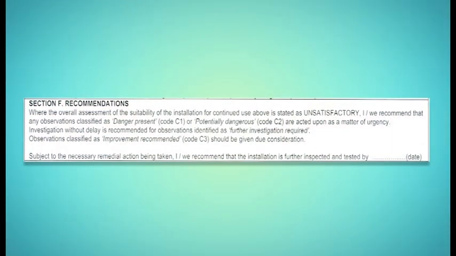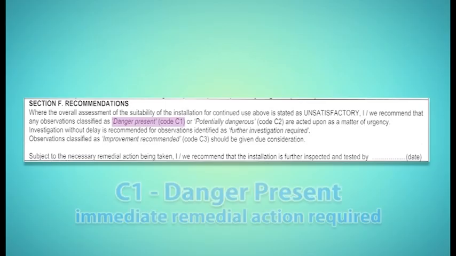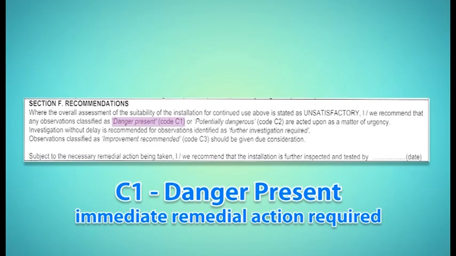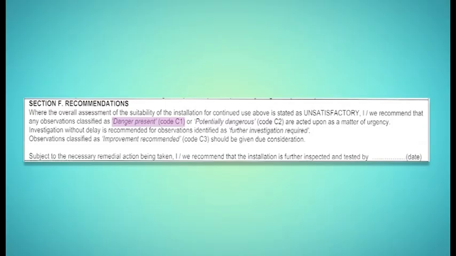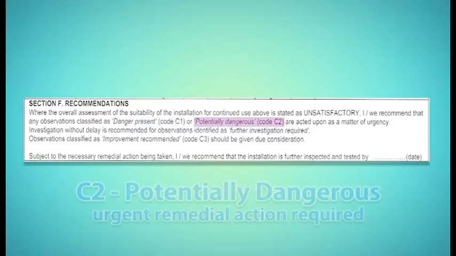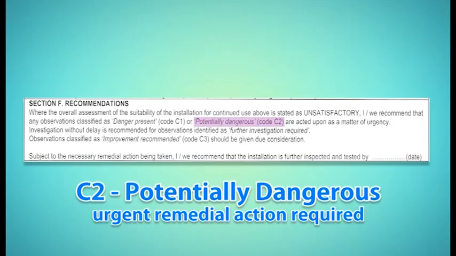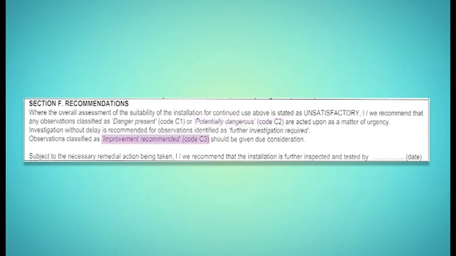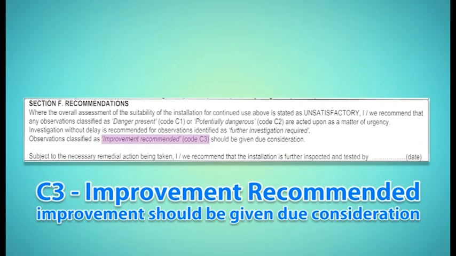To specify the level of defect found, the regulations specify 3 classification codes: C1, C2 and C3. C1 is the code indicating that users of the installation face an immediate risk of injury and means danger present. The code on an EICR means that immediate remedial action must be undertaken. C2 indicates that the installation is potentially dangerous, meaning that users of the installation may be at risk. This level of defect requires remedial work to be undertaken as a matter of urgency.